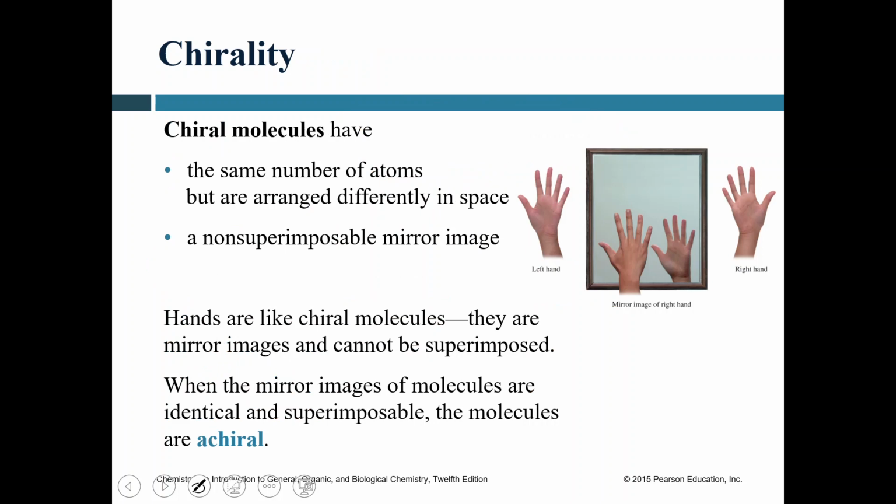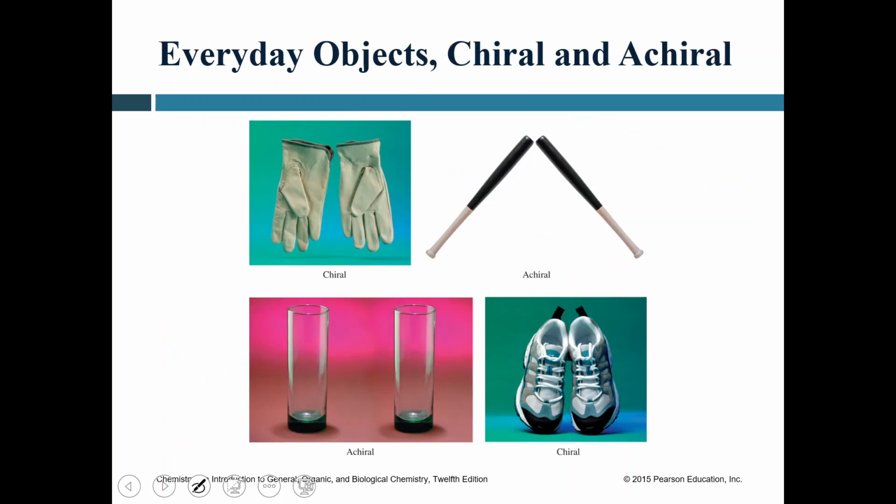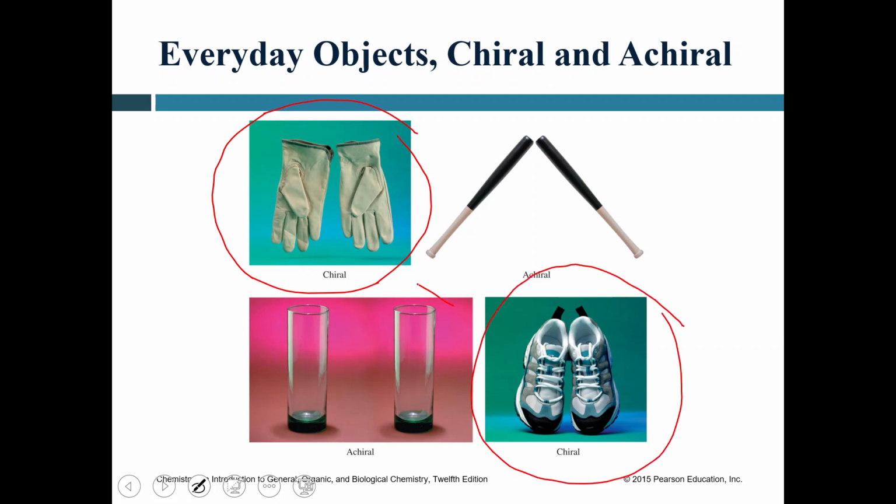So going back to our hand analogy, hands are like chiral molecules. They are mirror images of each other and cannot be superimposed. When you have two molecules whose mirror images are identical and superimposable, the molecules are called achiral. So for instance, gloves and shoes are chiral. Shot glasses and baseball bats are achiral.